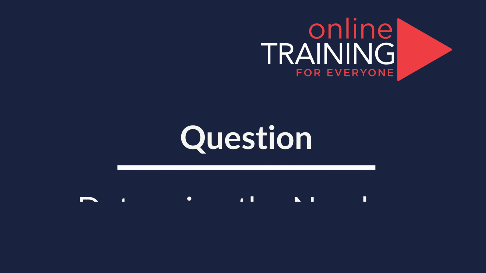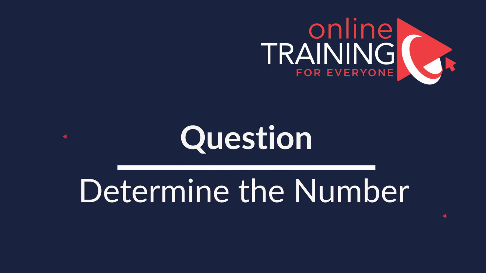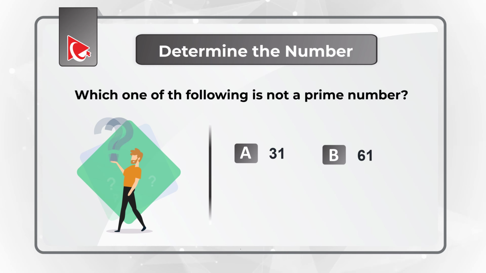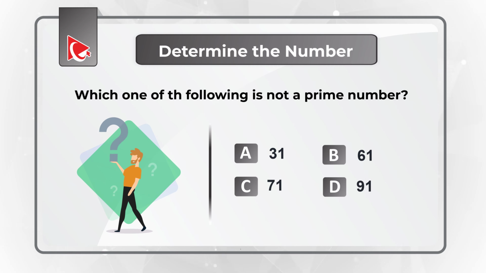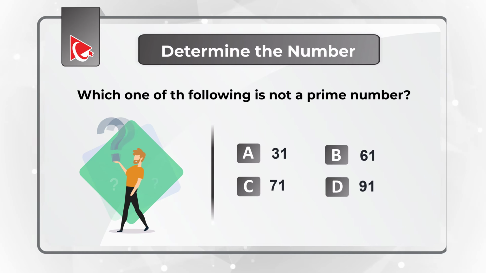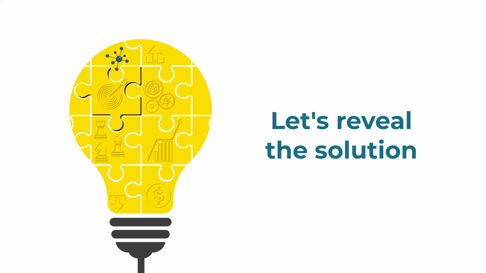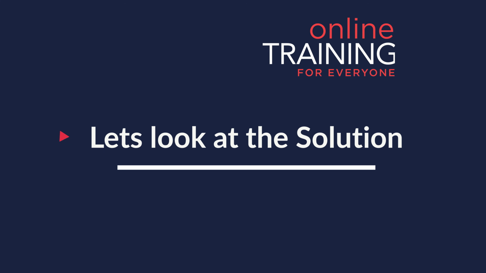Here's an interesting question where you're presented with the set of numbers and you need to determine which number is not a prime number. You have 4 different choices. Choice A, 31. Choice B, 61. Choice C, 71. And choice D, 91. Give yourself a little bit of time, maybe recall the definition of prime numbers, and see if you can come up with the solution. Did you solve it? Let's move forward and get to the correct solution together.